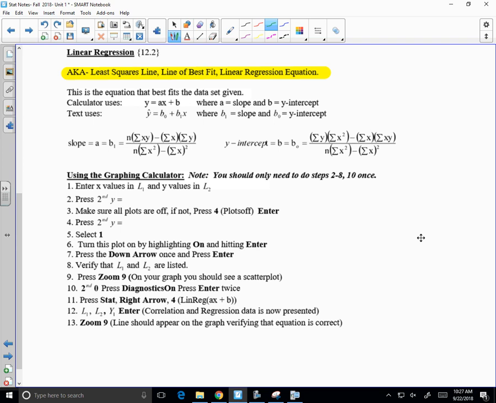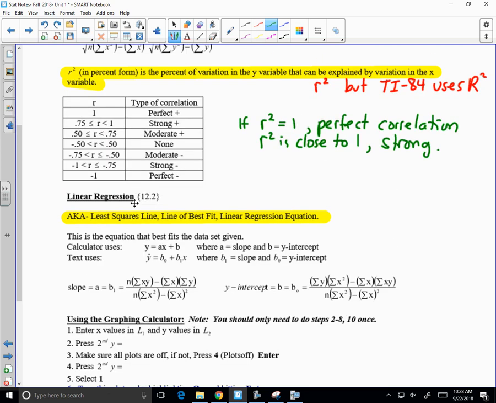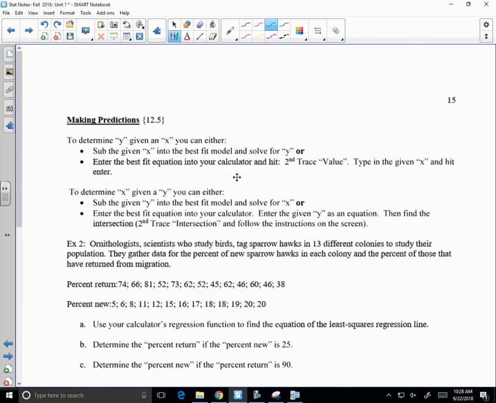This little caveat here: steps 2 through 8 and 10, you should only have to do once. All right, so that's good news. So let's set up our calculators to be ready to rock and roll for this. All right, we would have to put our data in L1 and L2. So let's get to an example that involves some data.